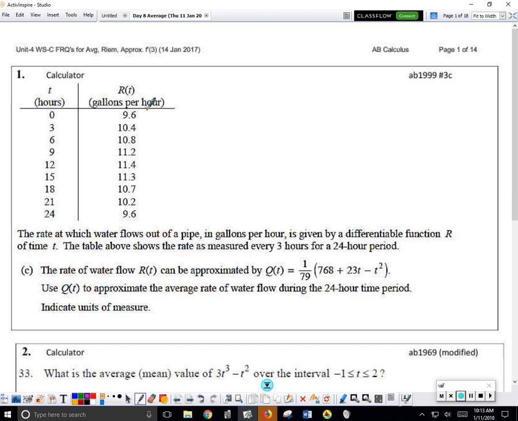Hey, look up. So that's R of t. As you read the problem, they describe another equation, Q of t.